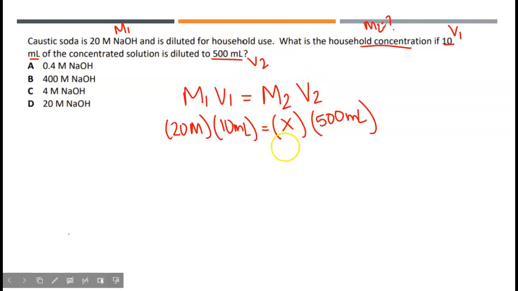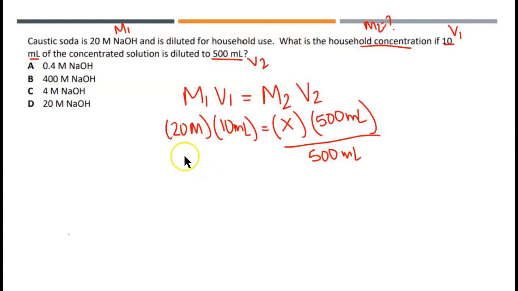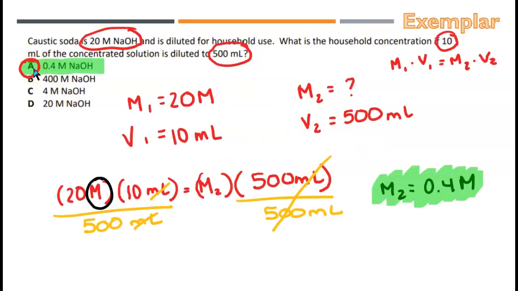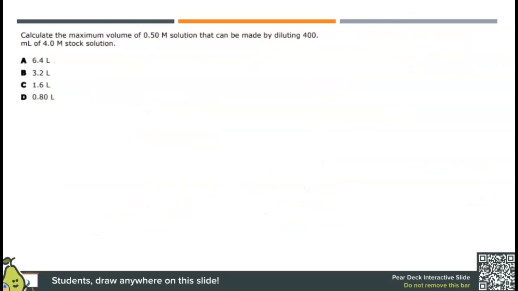Hopefully this works now. There you go. These cancel, and X is equal to, so 20 times 10 is 200. 200 divided by 500 is 0.4 molar. There we have it. All right, let's look at the next problem.